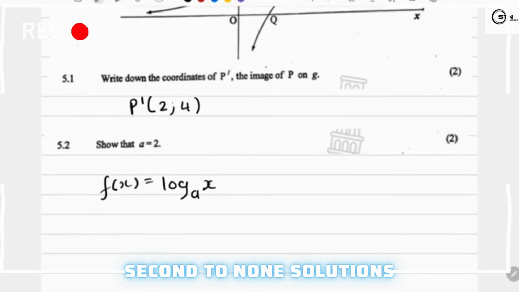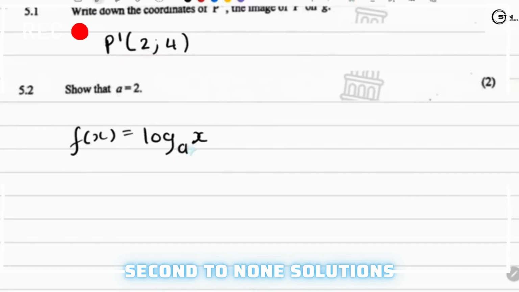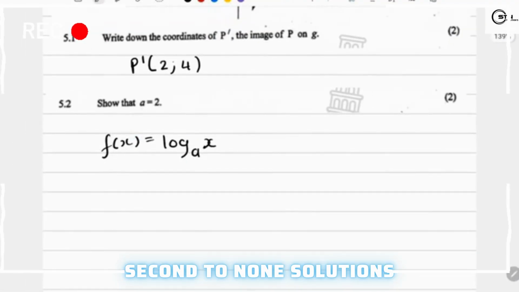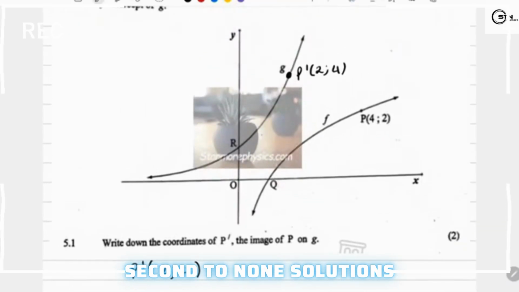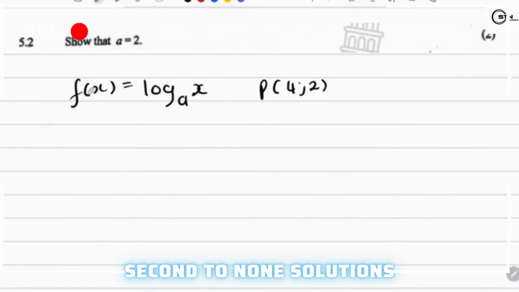How do we find out that a is equal to 2? Well, this equation is almost complete. The only thing missing is the a. So it means that we just need one point to be able to find it. So be careful. Make sure you take a point that lies on f. So let's look at the graph. On f, we have a point P, which is (4, 2). So let's go ahead and substitute 4 and 2 into this equation. So the y value is 2, is equal to log, our base is still a, and the x value is now going to be 4.